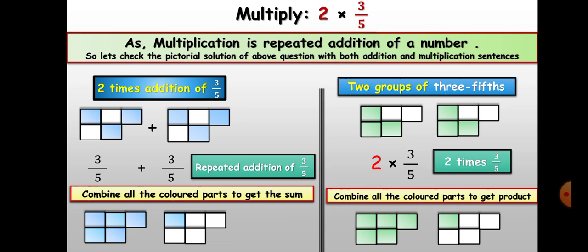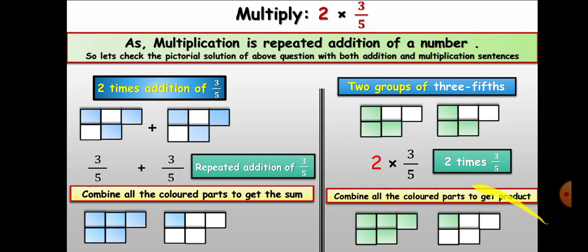Here I have an example: I have to multiply 2 multiplied by 3 over 5. As multiplication is repeated addition, let's check its pictorial solution, with both addition and multiplication sentences. So what's 2 times 3 over 5? First of all you have to do it pictorially. Take a figure that has 5 equal parts and 3 of them are shaded. Then take another figure that has 5 equal parts and 3 of them are shaded. That means 3 over 5 plus 3 over 5. That's repeated addition, because here we have to do 2 times. You have to combine all the colored parts. So we have 3, 4, 5, 6 parts, so 6 over 5 is our answer.